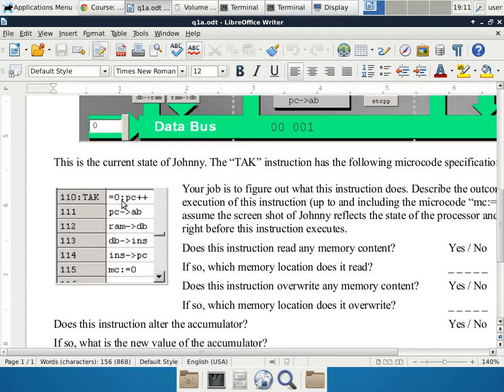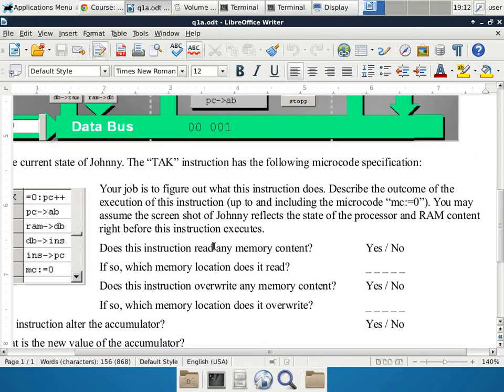Okay, so from this, let's go ahead and take a look at the correct answers to these questions. Does the instruction read any memory content? The answer is yes. Okay, it reads the content, and which location does it read from? 001 is the correct answer. Okay, so we have 001 here.